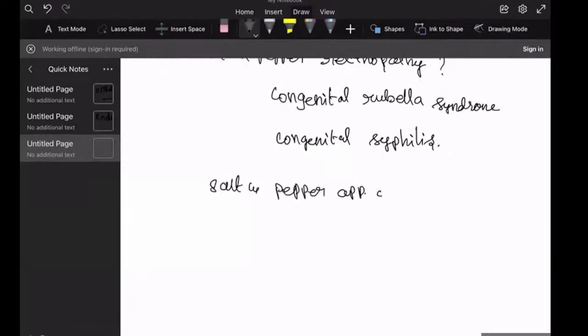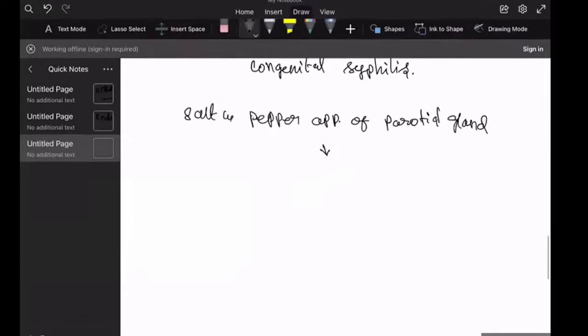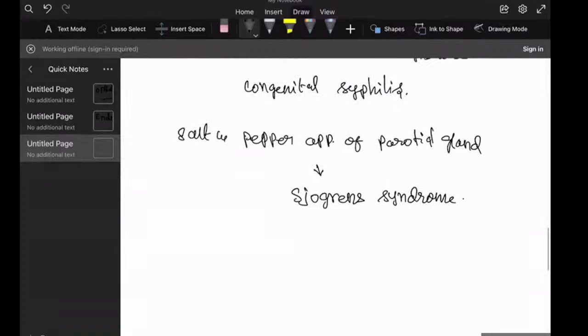Salt and pepper appearance of parotid gland is seen in Sjögren's syndrome. So this is with salt and pepper.